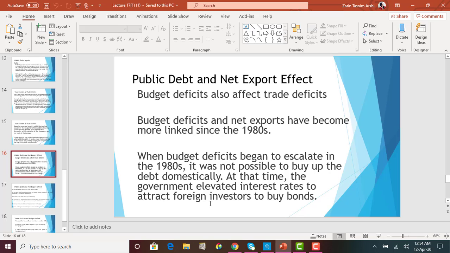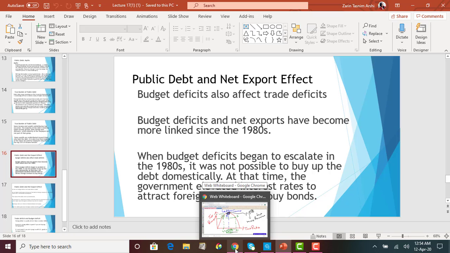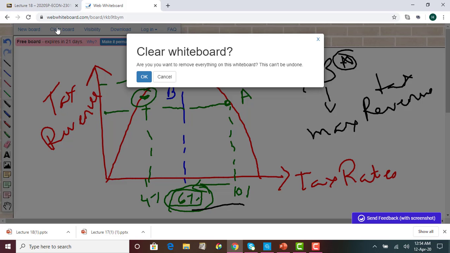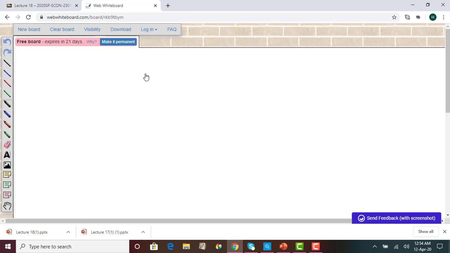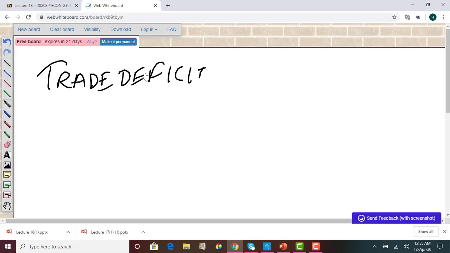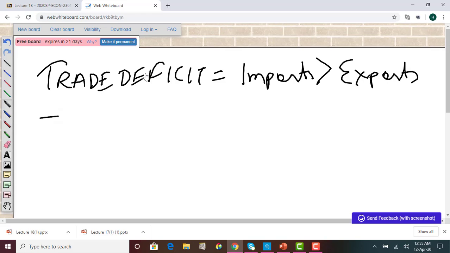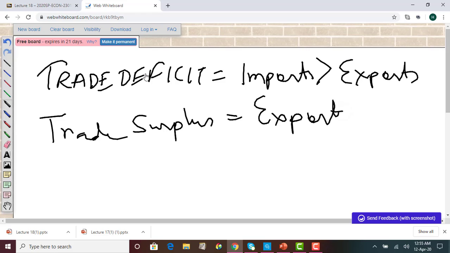That's budget surplus. Okay, now what about trade deficit and trade surplus? What do they mean? So basically, trade deficit occurs when imports are greater than exports. Okay, and trade surplus occurs when exports are greater than imports.